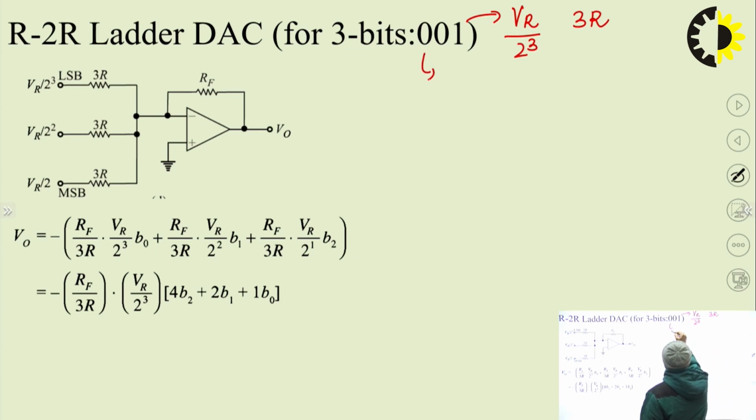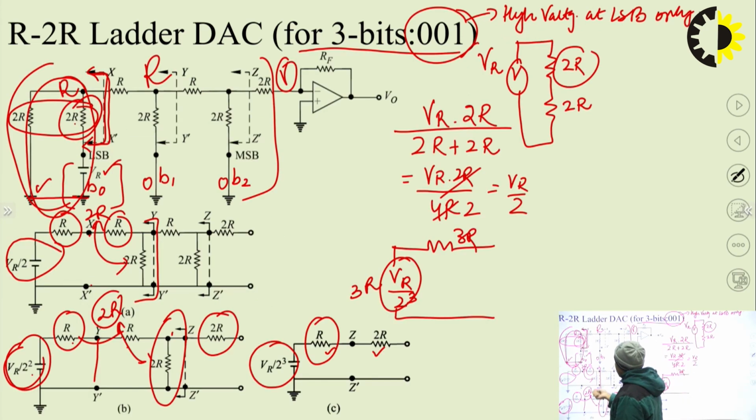Similarly, if this would have been 010, then I can see that this division would not have happened on this XX interface.